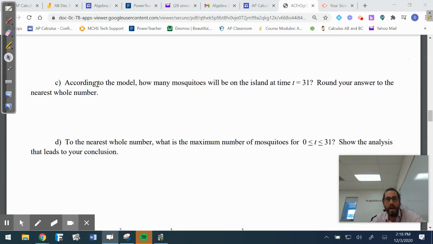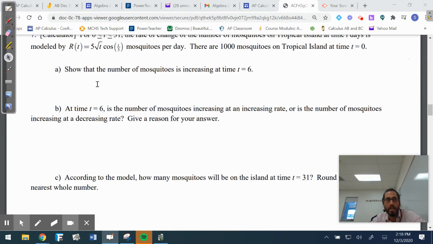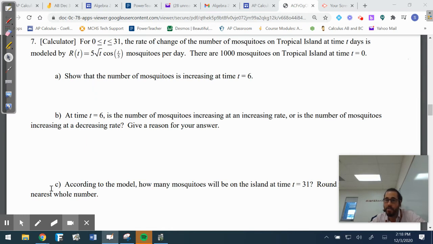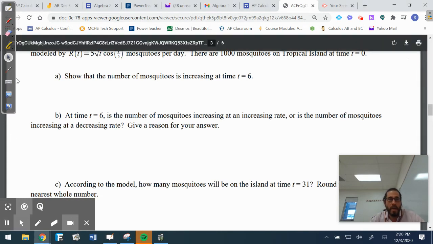Oh boy, the mosquito question. All right, I'm going to get my answers over here to the side. Hopefully you guys gave this one a try. If not, hit pause, give it a try right now. All right, the very important mosquito question.